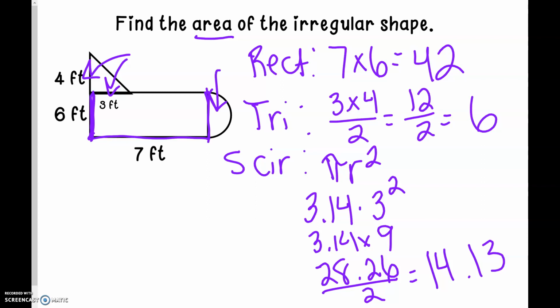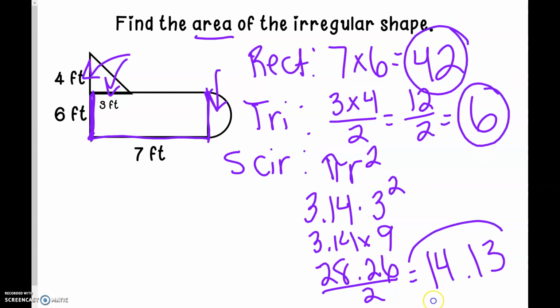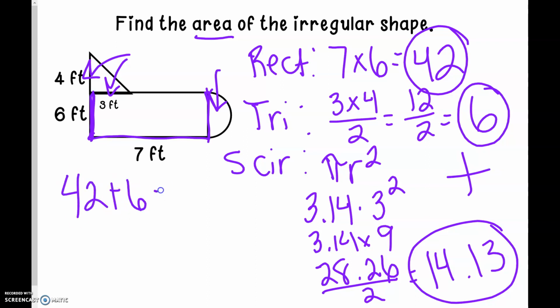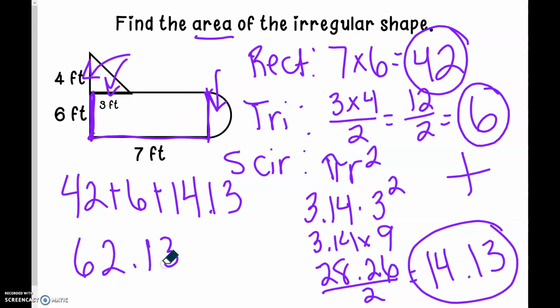So we found the area of each individual shape. We've got 42 for our rectangle, 6 for our triangle, 14.13 for our semicircle. So we just need to add those together. Just add them all up. So we're taking that 42 plus 6 plus 14.13. And when you add all that together, we end up with 62.13. And please don't forget your label. We measured in feet, but we're finding area, so it should be feet squared. Okay? And that's our final answer.